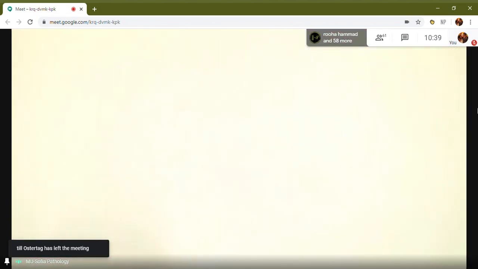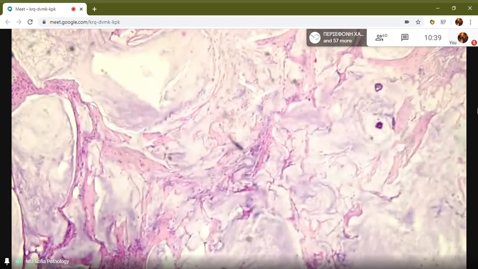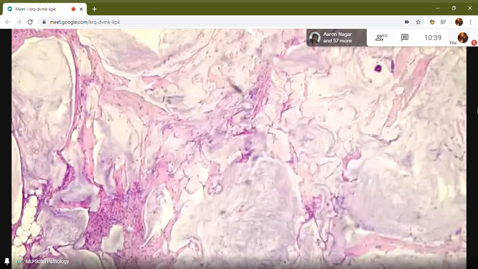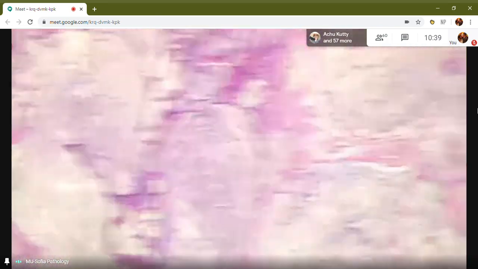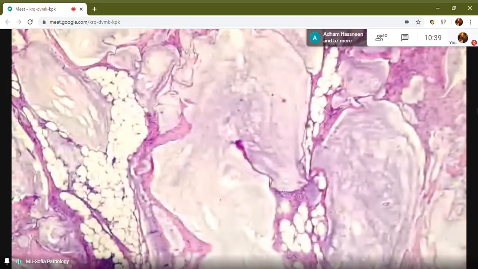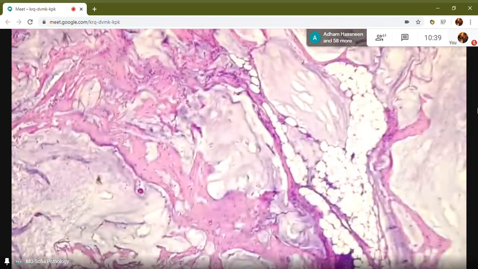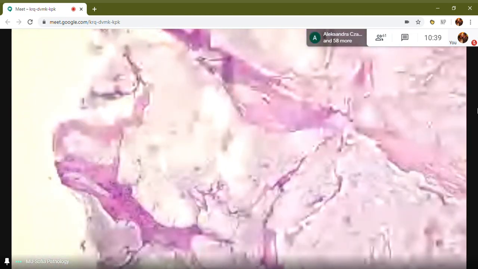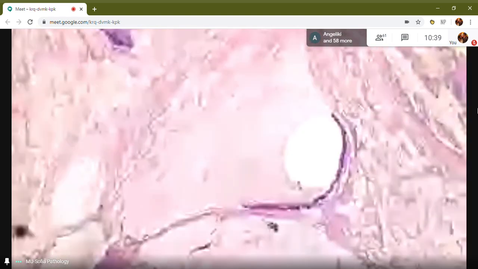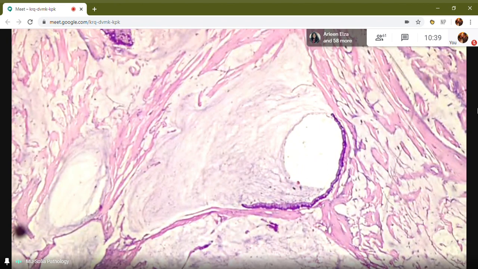Okay, so we move to the next slide. It is called carcinoma gelatinosum, or mucinous carcinoma, it's another name of that tumor. Okay, we can stop here. Why mucinous carcinoma?